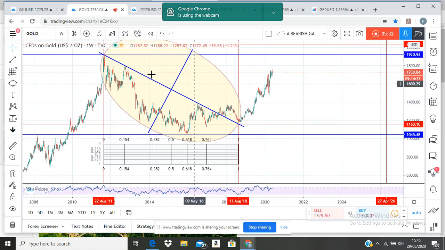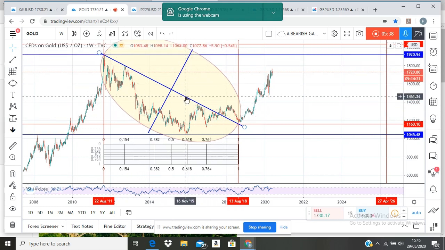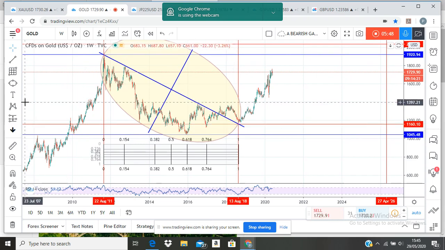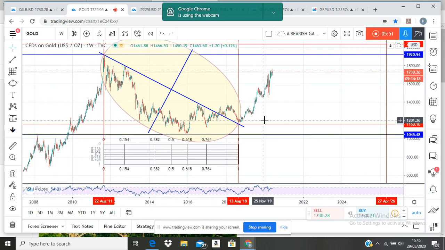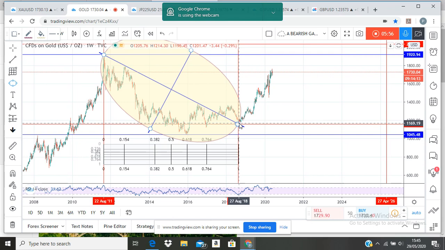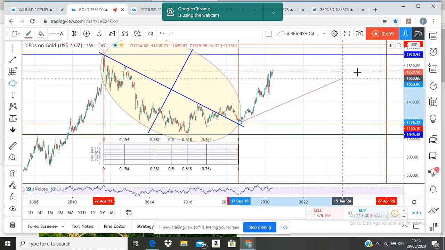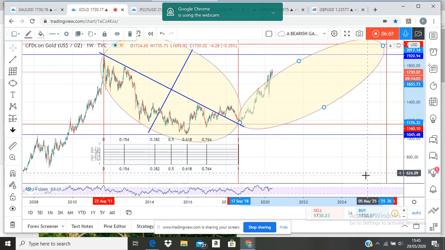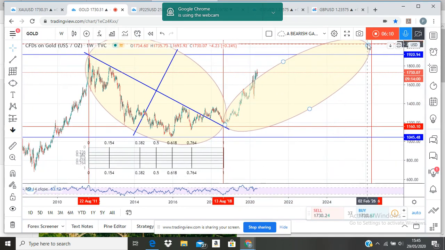So, the first cycle in the gold market is completed in this ellipse, and it followed the lower axis or the lower side of the ellipse until it completed in August 2018. Now, what I want to show today is that the next ellipse starts from here and then ends here.